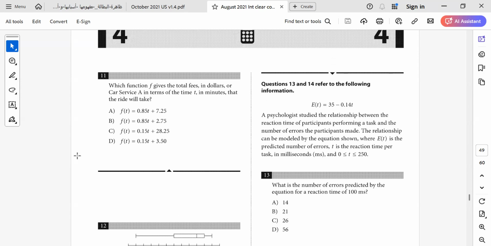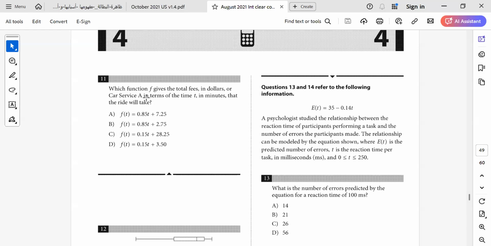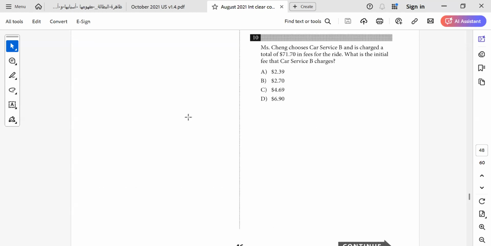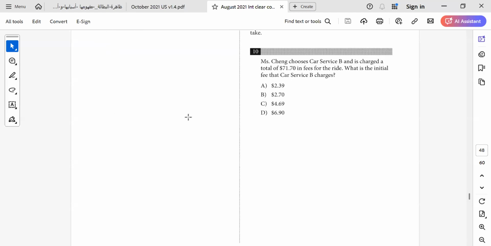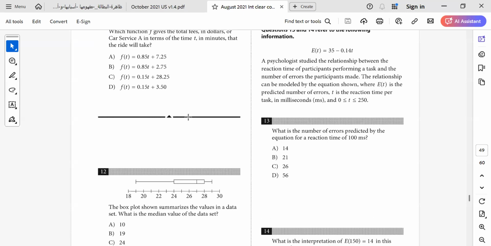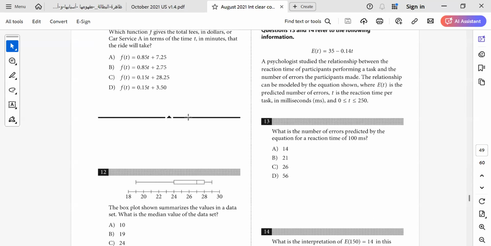You need it for car service A in terms of t, the minutes that the ride will take. A function f gives a total fee in dollars. Is it in dollars as well? Yes, it's in dollars. 0.15.